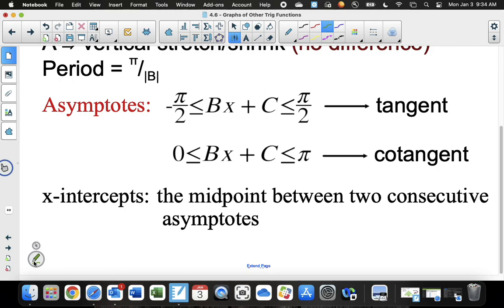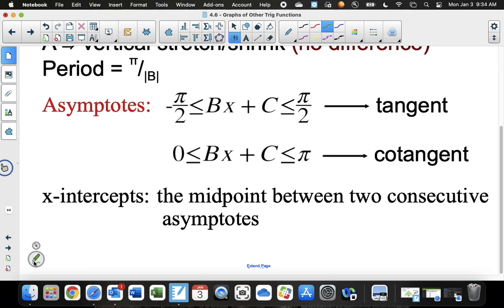And like we said before, x-intercepts are always just halfway between the asymptotes. Okay? So if you can find those asymptotes using this concept, then you can find the point in between, and everything else is a sketch from there, okay? Based on whether it's tangent or cotangent.